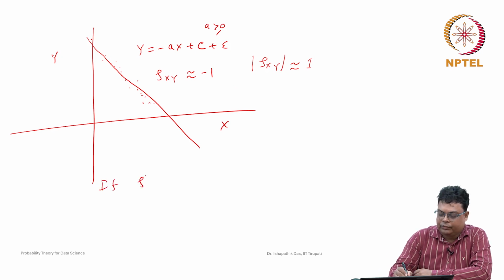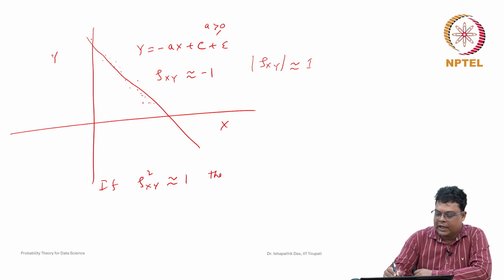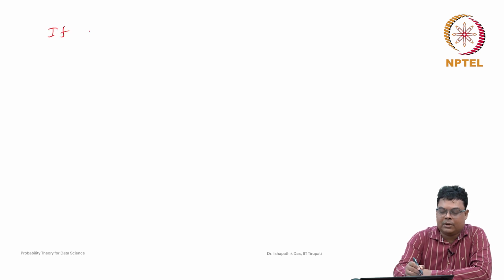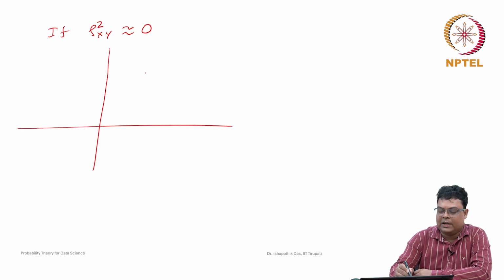So, if rho square of xy is close to 1, then x and y have a linear relationship. Now, if the rho value is close to 0, that is, if rho square of xy is close to 0, then there is no linear relationship.